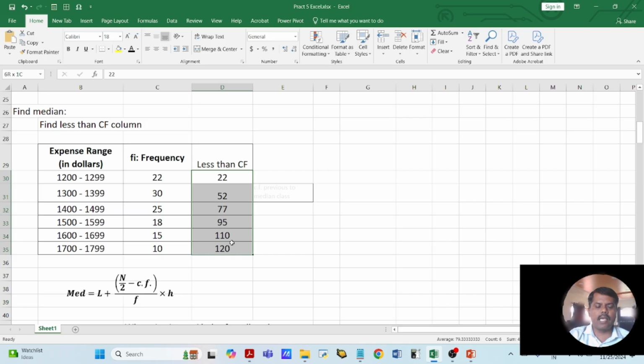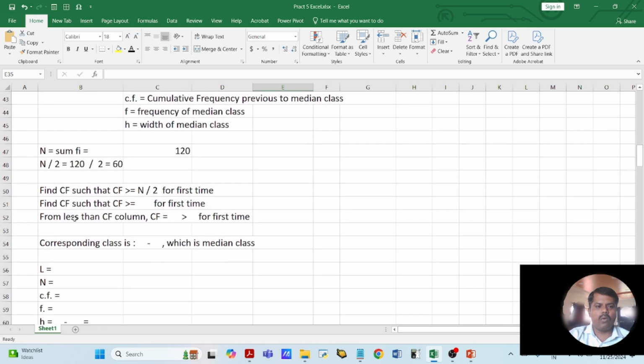Now using this less than CF column, we can find the median class. How to find the median class? We use this step: find the CF such that this CF is greater than or equal to n by 2 for the first time. This is the condition to find the median class. We found n by 2, so we put the value of n by 2 here, that is 60. Now look in the table in the less than CF column for CF equal to 60 or greater than 60.